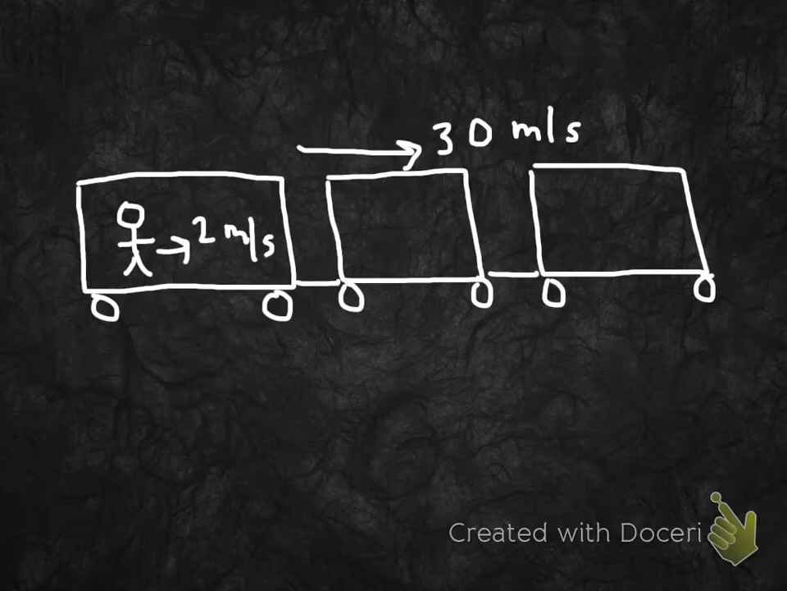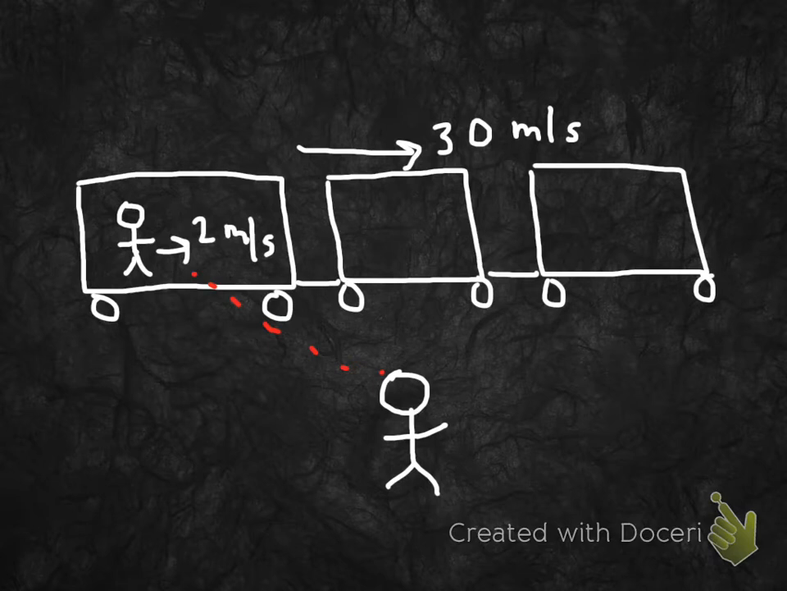However, if somebody happened to be standing on the ground outside the train and watched the train go by, and they saw you through the window walking 2 meters per second towards the front of the train as it's moving 30 meters per second, what do you think the speed you're moving would look like from their frame of reference? Well, you would take the 30 meters per second the train's moving and add the 2 meters per second you're walking, and from their frame of reference, it would look like you're moving at 32 meters per second.